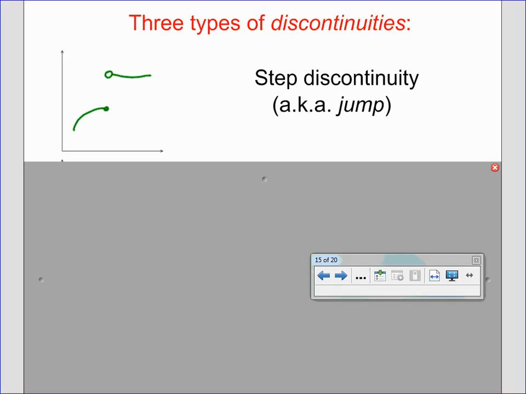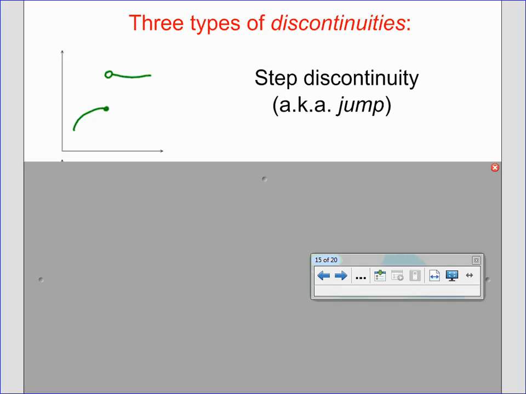The only way to trace this function as I move along its domain from left to right is to pick up my pen or pencil tip and jump up to the next level or down to the next level in order to continue my tracing from left to right. A step discontinuity is non-removable. There's no way to remove that discontinuity simply by redefining the function at one point.